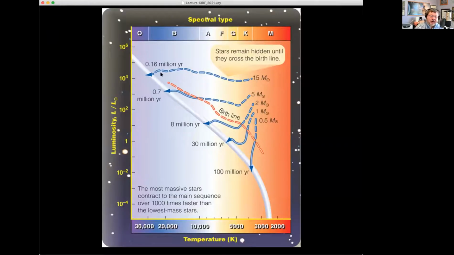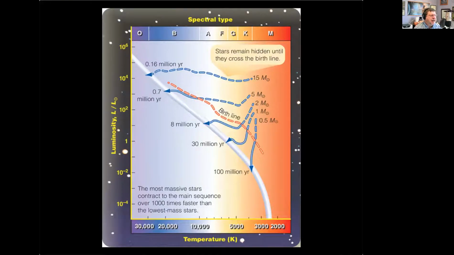Here are the birth lines for stars of different masses. One thread through this lecture is going to be that with stars, mass is everything. If I can tell you the mass of the star, I can tell you everything there is to know about the past, present, and future of that star. Contrast this to humans. If you know a human's mass, you don't necessarily know their past, present, and future. But it is true with stars. Stars are much simpler than people.